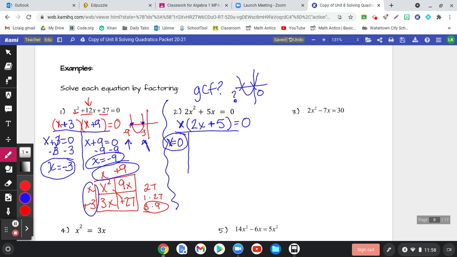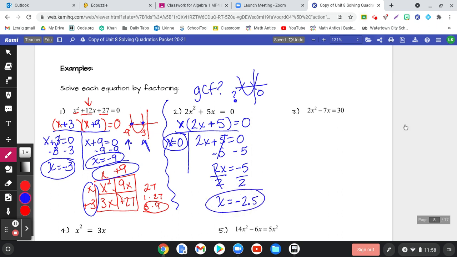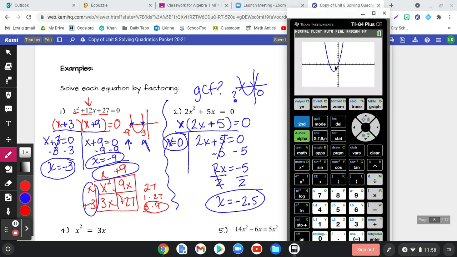This one, however, it's a good thing that we are factoring. 2x plus 5 equals 0, because we got to solve it. It's a decimal. Subtract 5 from both sides. 2x equals -5, and then we'd have to divide both sides by 2. X equals -5/2, or -2.5. And if you look at the graph, that does seem about right with its location, -1, -2.5, yeah.